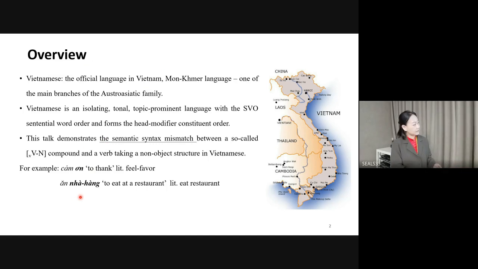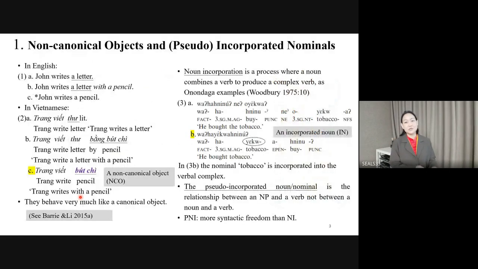Okay, so what are non-canonical objects and what are pseudo-incorporated nominals? On the left side, in English, we can say John writes a letter. If we have an additional argument, we will use a prepositional phrase, with a pencil. And in English, we cannot accept the example in 1C, John writes a pencil.